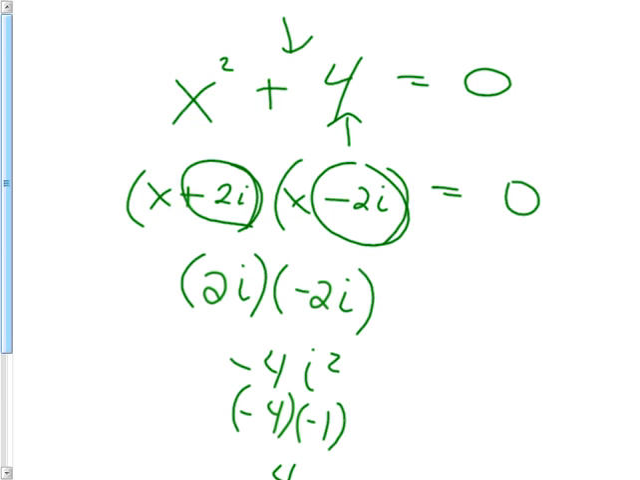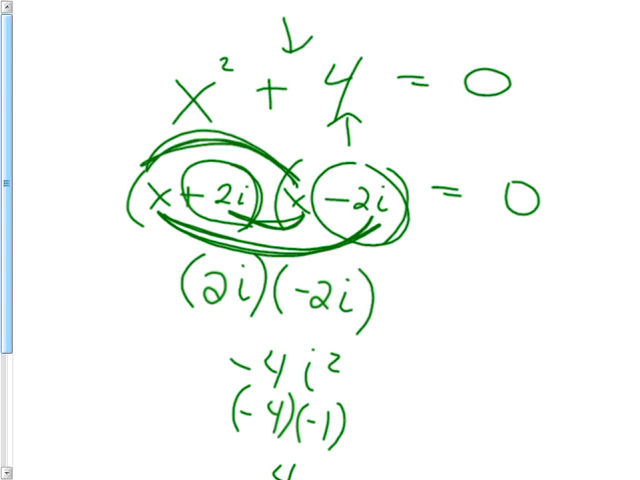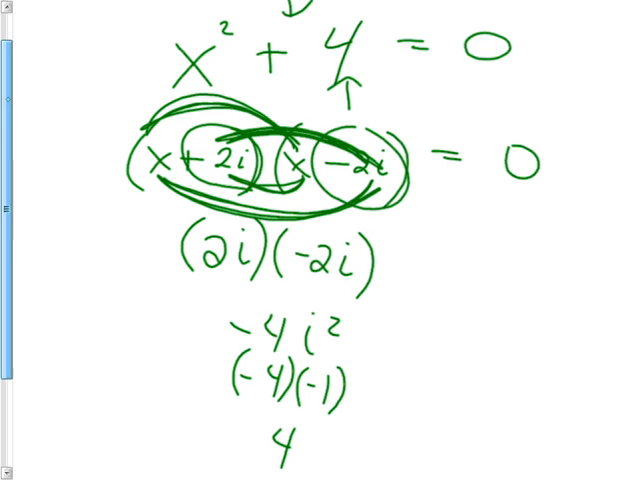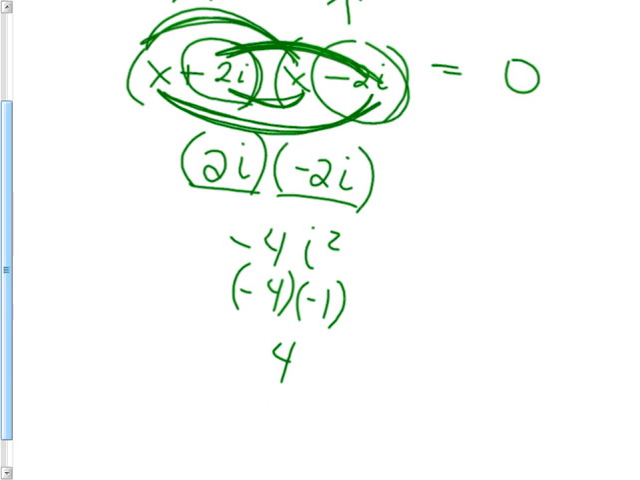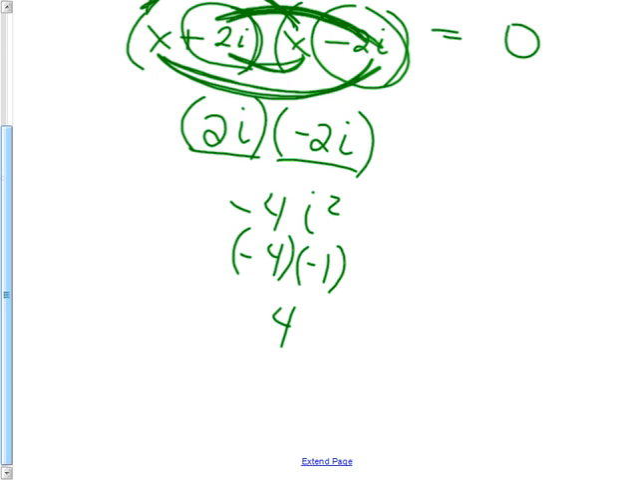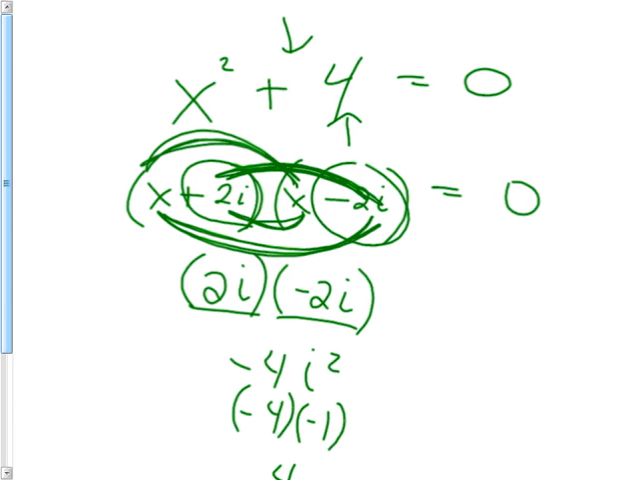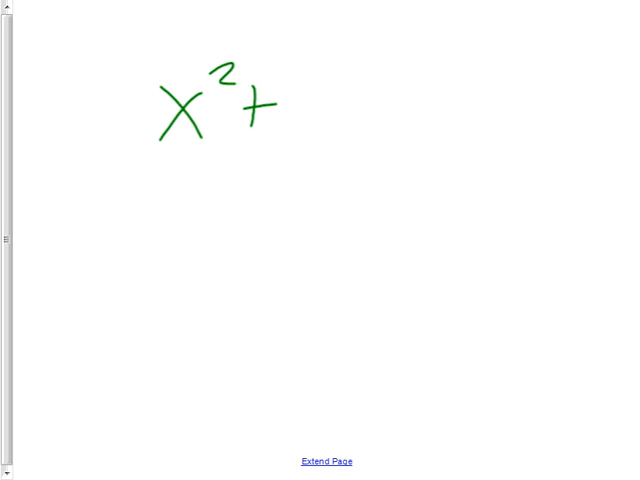This works because the first, outside, inside, last actually multiplies out to x squared plus 4. The first obviously makes x squared. That part's easy. And the outside and the inside obviously cancel because one's positive, one's negative. The only question was the lasts right here: negative 2i times positive 2i. And I just showed you, you get negative 4i squared, which makes negative 4 times negative 1, which makes positive 4. It actually works.